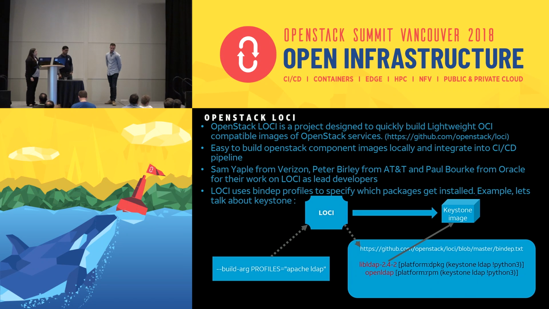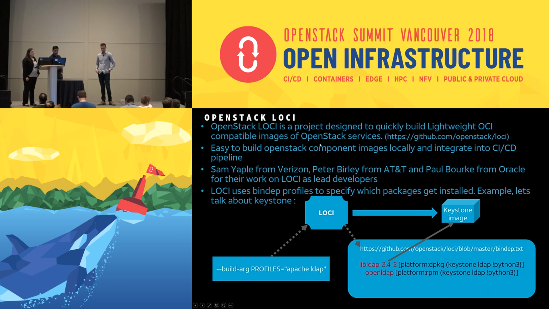I'll show you a short demo of how easy it is to create an image using Loki. Loki uses bin-deb profiles to specify which packages get installed. I have shown a small example here of a Keystone image. This example will be more clear in the next slide, but in this example, I'm building a Keystone image. While building it, I'll pass a build arg of profiles, which is Apache LDAP.